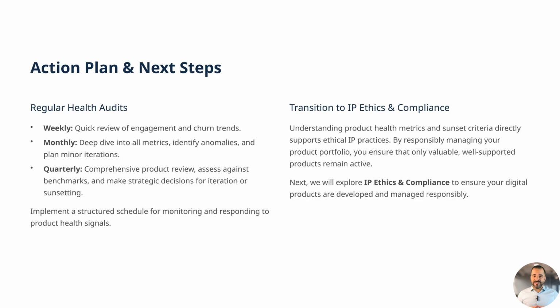Achieving and sustaining product vitality requires a disciplined, multi-layered audit cadence that balances agility with strategic oversight. Each week, dedicate time to examine core engagement metrics, daily active users, session duration, feature adoption rates, and monitor churn trends to spot early warning signs of friction or unmet needs. On a monthly cycle, perform a comprehensive analysis of all relevant data streams, conversion funnels, customer satisfaction scores, support ticket volumes, revenue attribution, and isolate anomalies such as unexpected drop-offs or seasonal fluctuations.